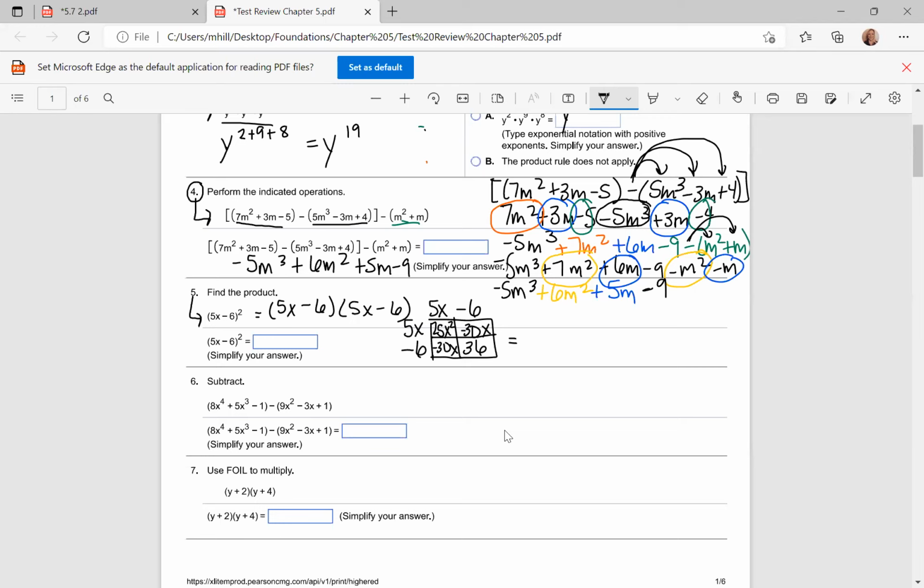by combining like terms. So I see one thing that has an x squared in it, and that's it. So 25x squared is my highest power of exponent. I do see a negative 30 and another negative 30. So negative 30 minus 30 is negative 60x. So those two could go together. And then we've got a positive 36. That's going to be our answer there.